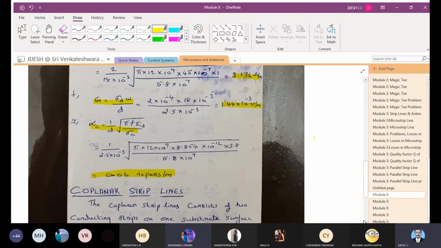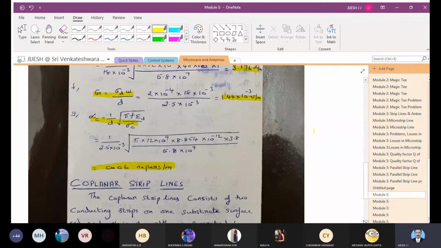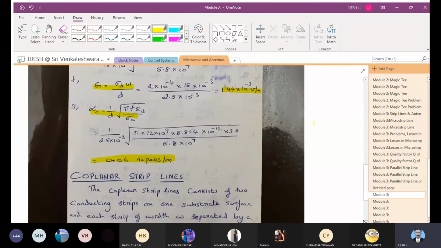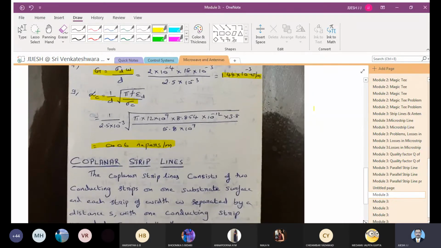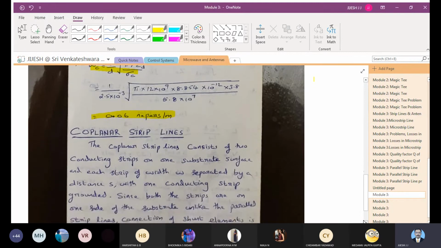Sir, what about H question, sir? Attenuation constant for dielectric losses. One more question, sir. Yeah, you can do that, alpha D. I have not done it here. You can do that alpha D. You just write the equation and do it later. We will go with coplanar strip lines now.